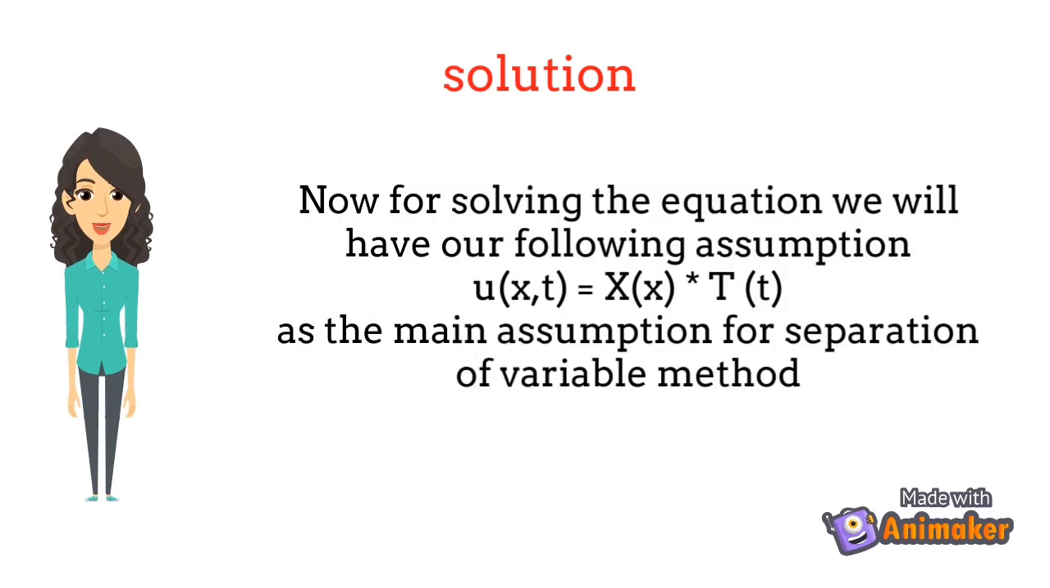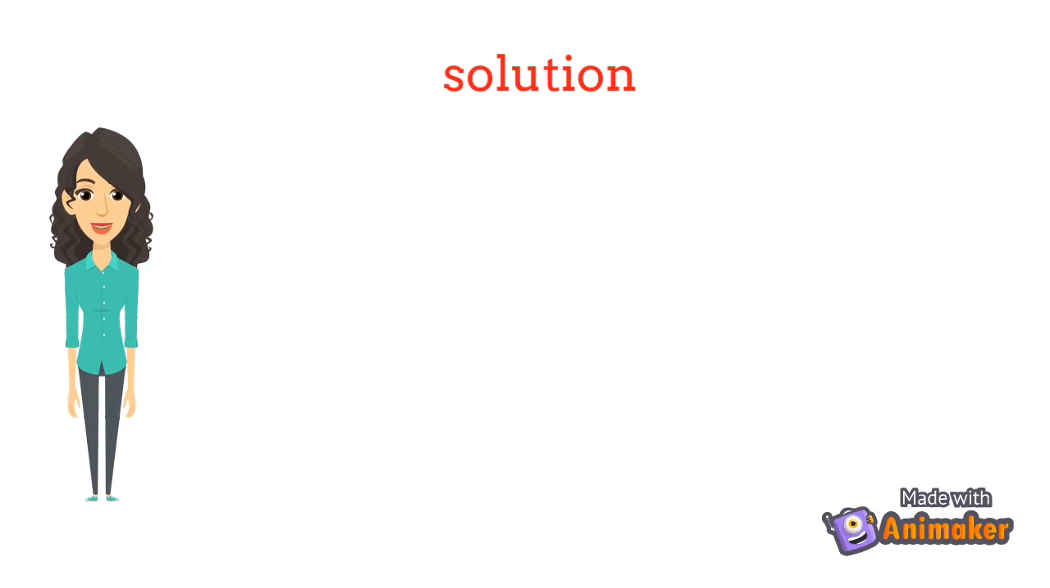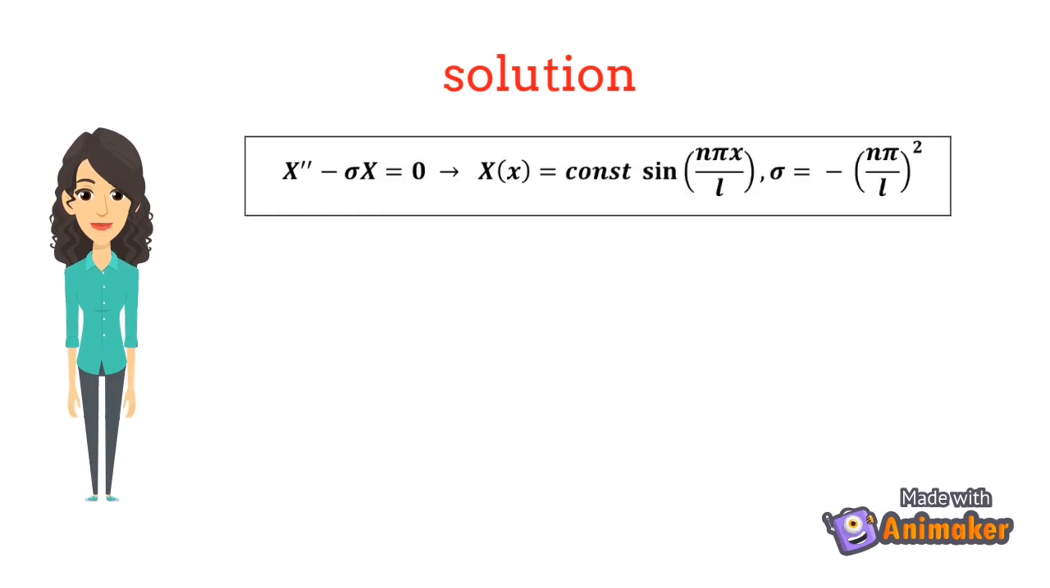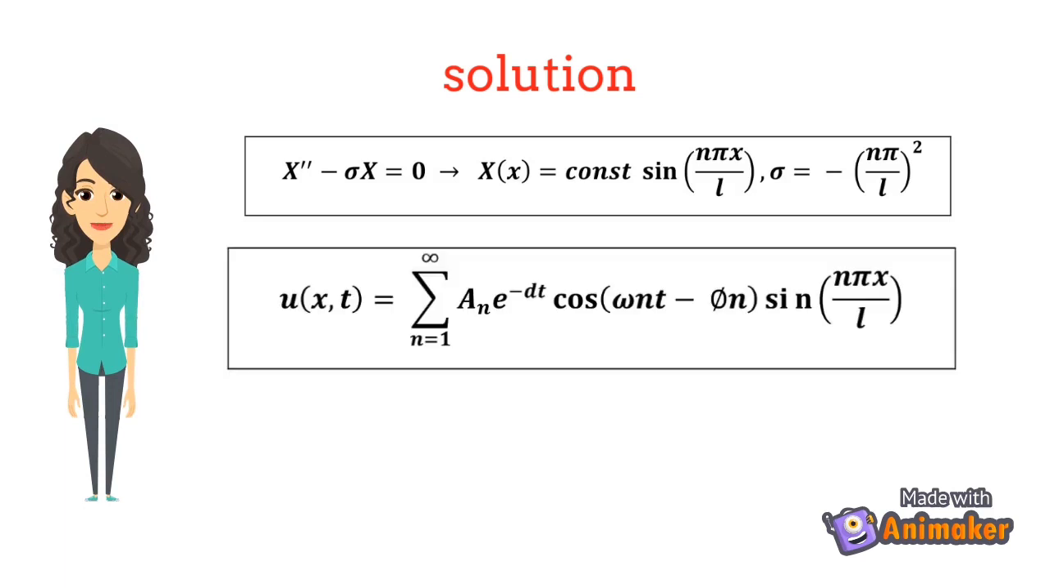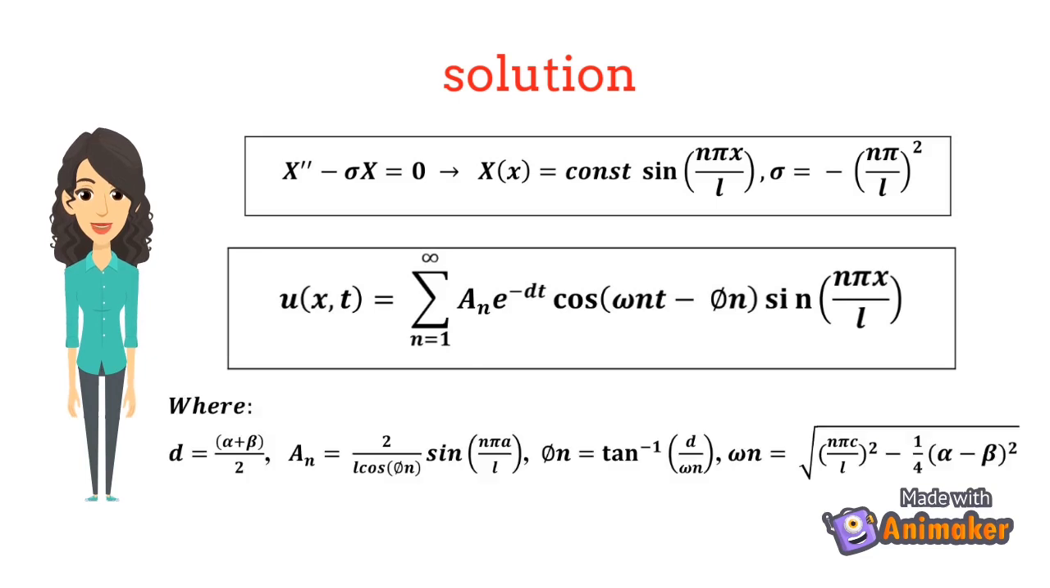Now, for solving the equation we will have the following assumption: U of x and t equals X of x times T of t, as the main assumption for the separation of variables method. Moving on with our analysis, we get our first equation. Then we impose the boundary conditions 2 and 3 to get the following equation. After that, we use our initial conditions 4 and 5 to get the values of the parameters of the equations to reach our final solution.